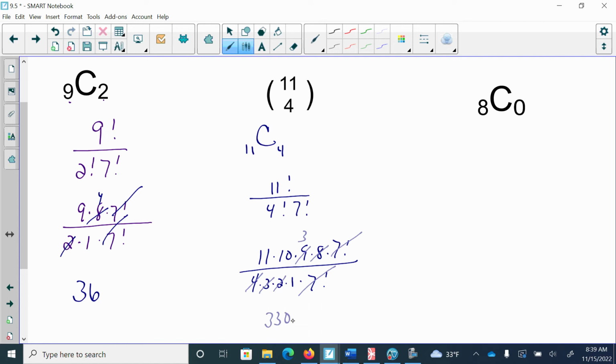And this one is a combination, 8 choose 0. So 8 factorial over 0 factorial, and then 8 minus 0, which is 8 factorial. Well, these 8s will simplify. And just a reminder, 0 factorial is equal to 1. So this will be 1 over 1, or just 1. So that's how I find my coefficients.